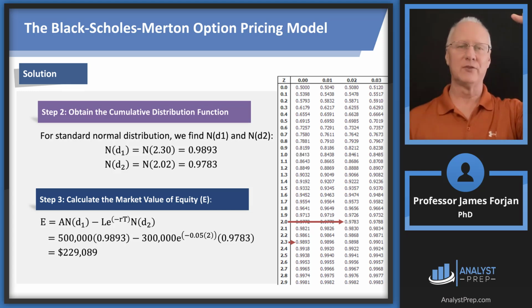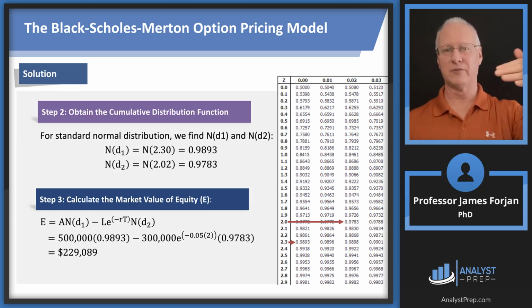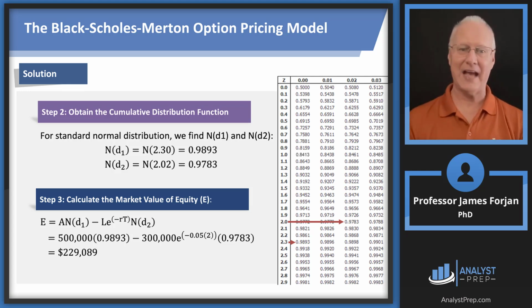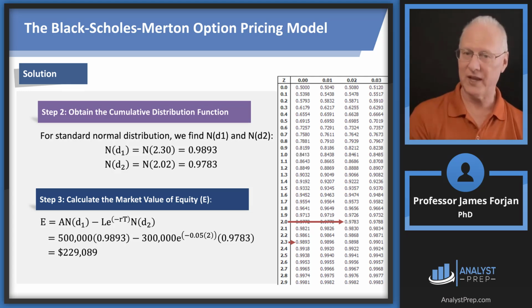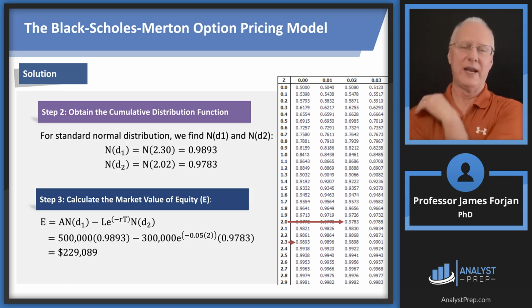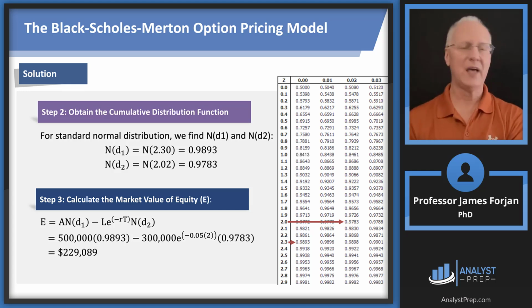What are we? We're in this structural model, right? We're in this financial model. We're using advanced statistical techniques, advanced financial techniques to come up with $229,089. So there you go. There's a great exam question. If I'm making up this test, I'm having 10 of these questions on the exam because they are so much fun.